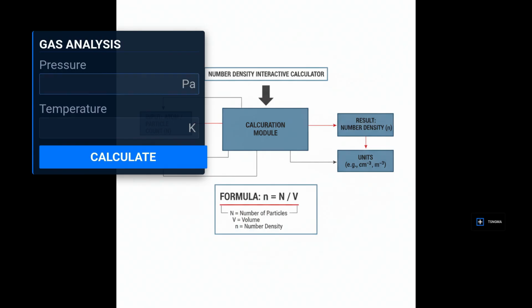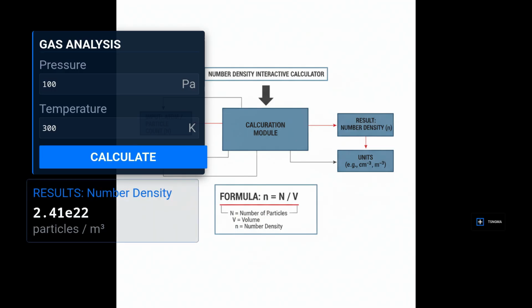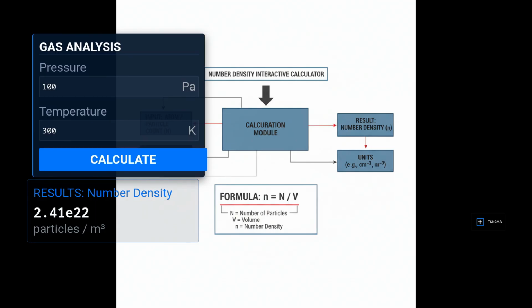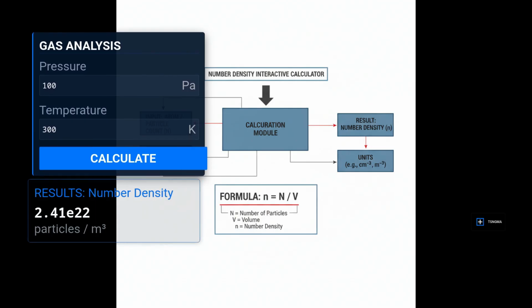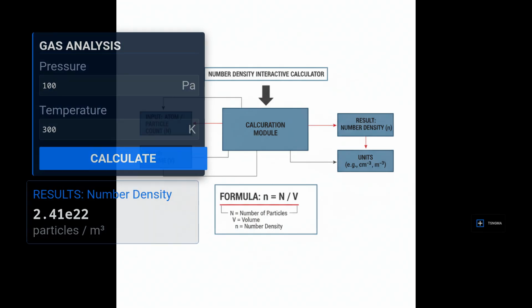Imagine we're analyzing nitrogen gas in a vacuum chamber at 100 pascals and 300 Kelvin. Enter 100 in the pressure field and 300 in the temperature field. Click Calculate. The results show number density as 2.41 times 10 to the 22 particles per cubic meter, and number density in inverse cubic centimeters as 2.41 times 10 to the 16.